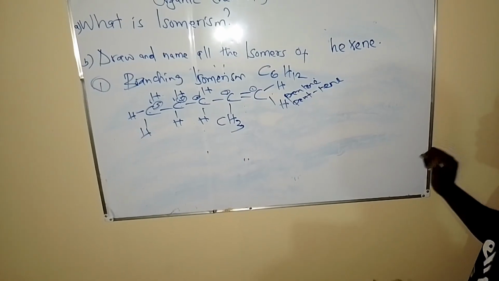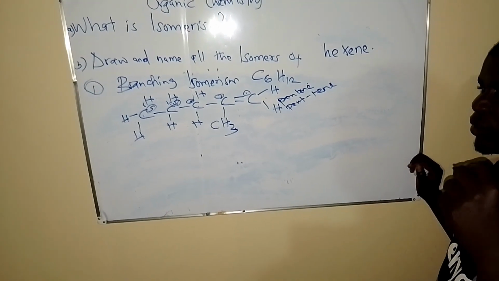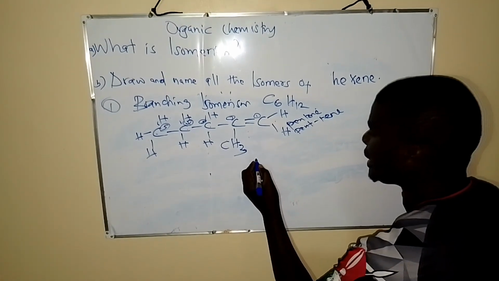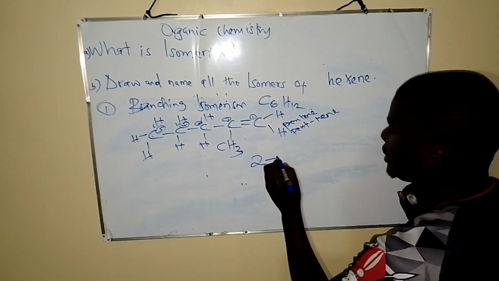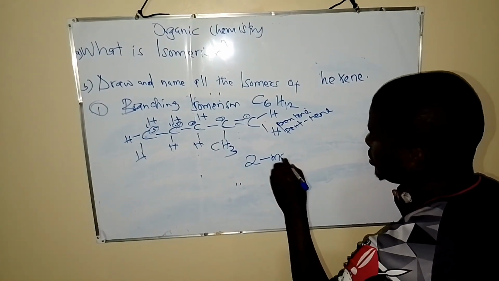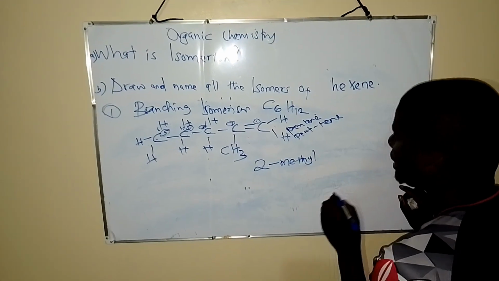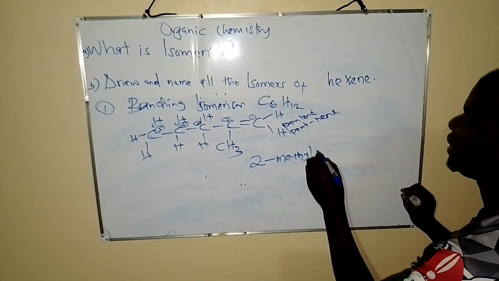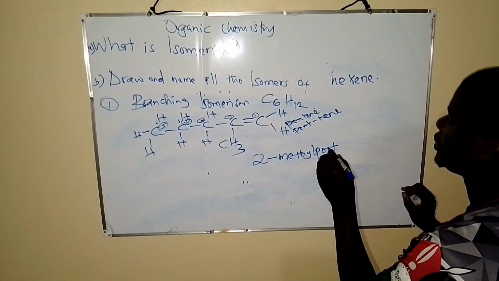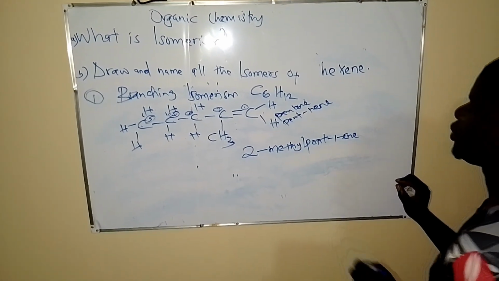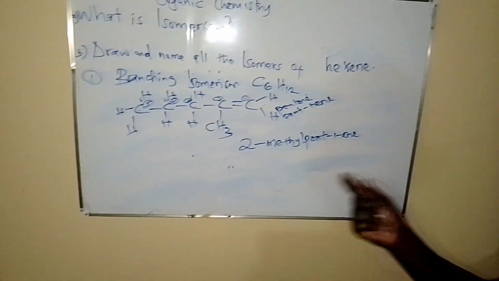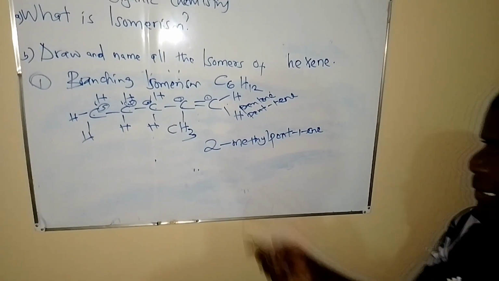So when we are naming, we start with the position of the branch. The branch is at carbon number 2, and the alkyl group, because it is 1 carbon, is going to be methyl, and then the parent name, pent-1-ene. So that is number 1.